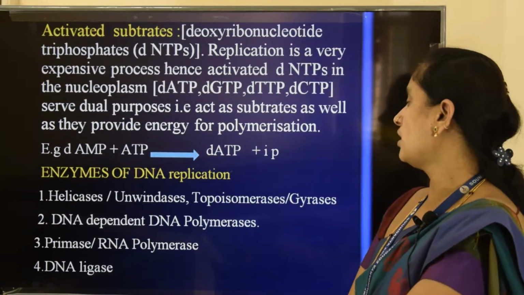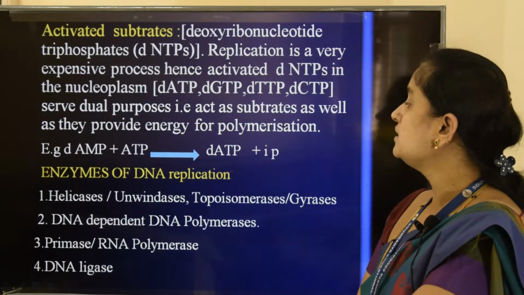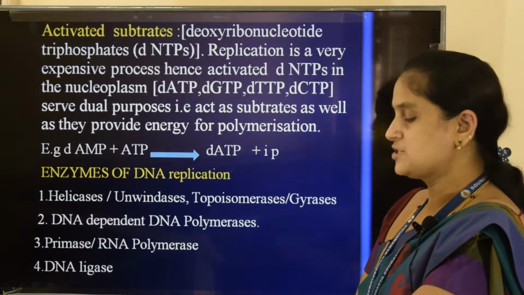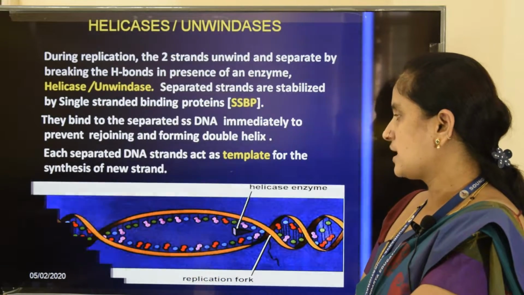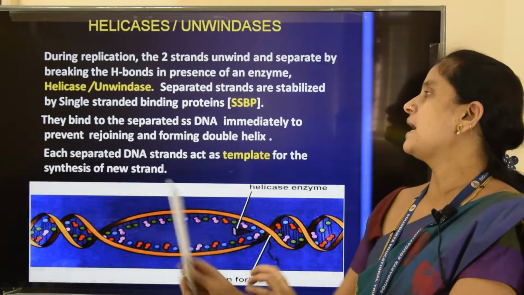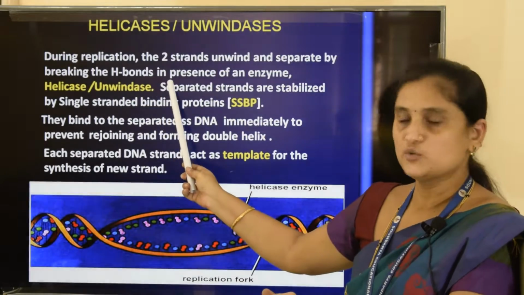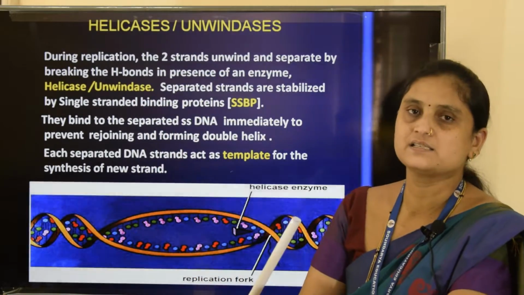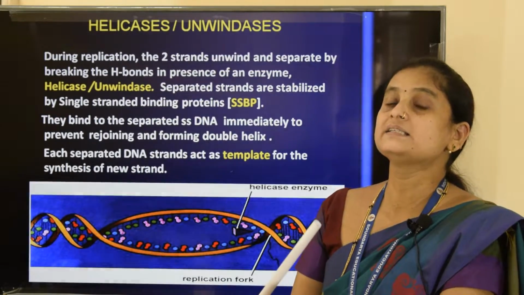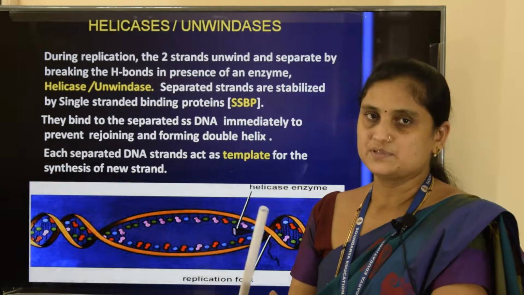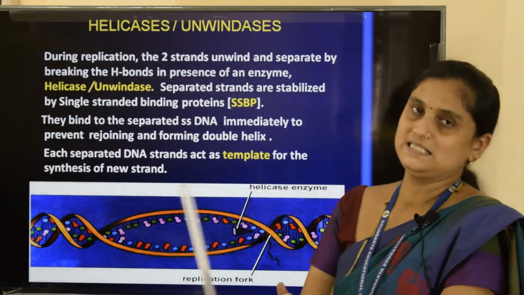Now let us move on to the discussion about the role of each of these enzymes. The first category of enzymes that I mentioned here is helicases, also known as unwindases. So what are these helicases? As the name indicates, they are helix destabilizing enzymes. That means they are uncoiling enzymes.